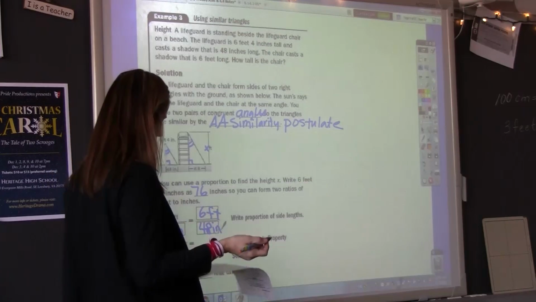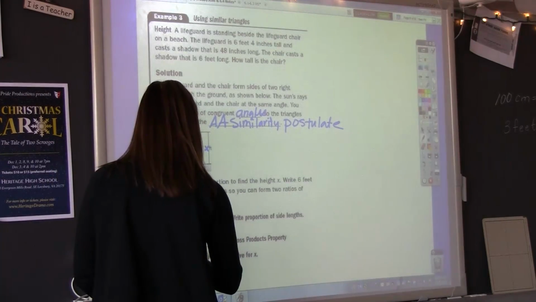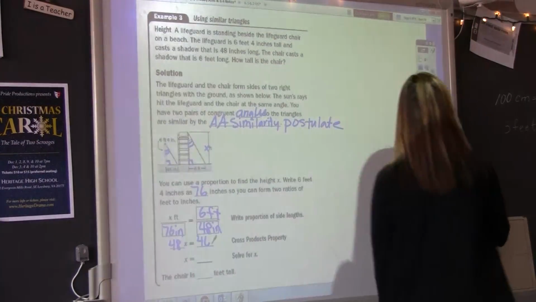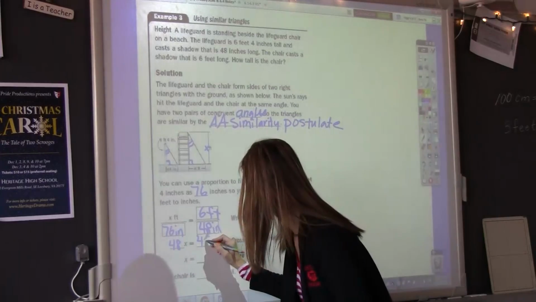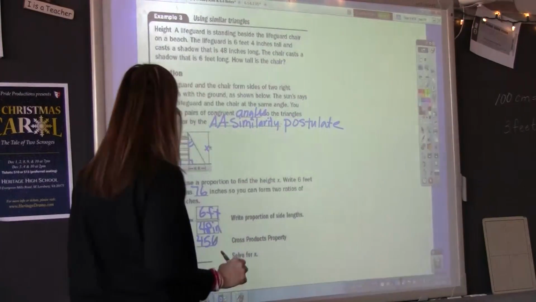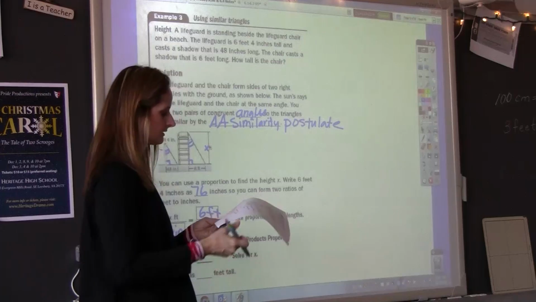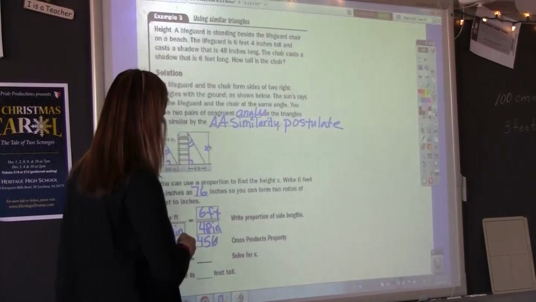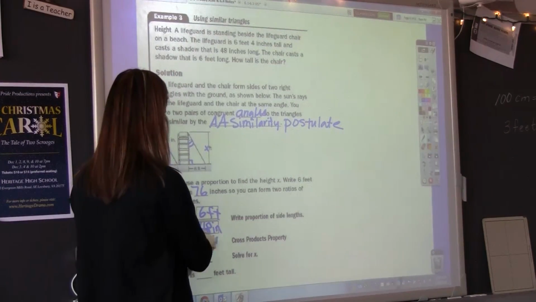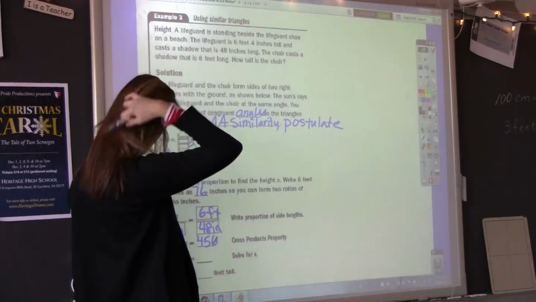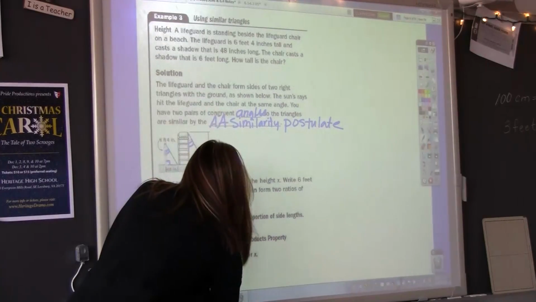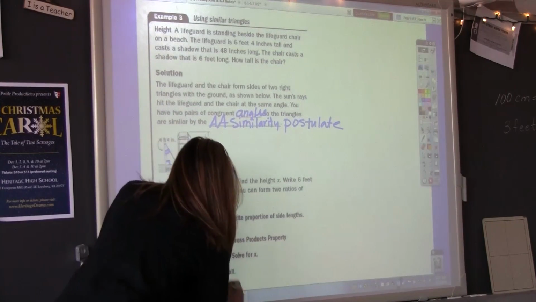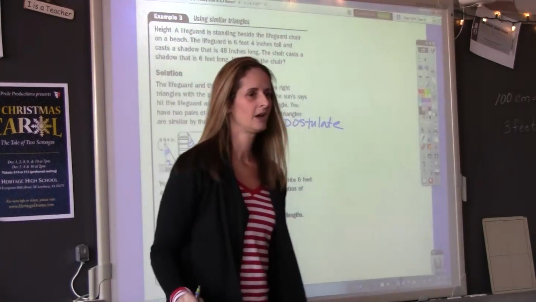Cross multiply, divide, we get 6. Divide both sides by our 48. What are we getting for the value of x, or the height of the chair? You have to divide 456 by 48. What is it? 9.5. So the chair is 9.5 feet tall. Easy peasy. All right, we have one more to do.